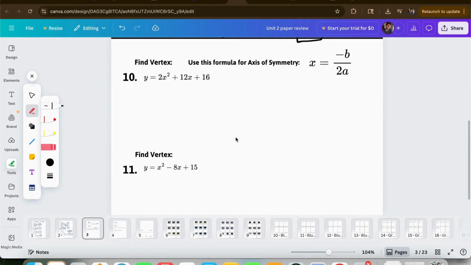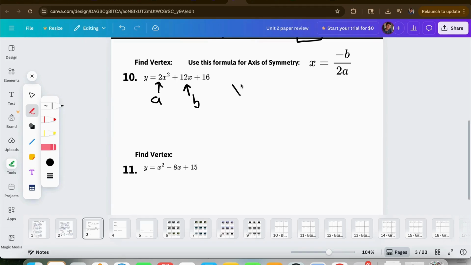Now for these, I'm going to need to do more than evaluate the function. I'm going to need to use this formula and then plug it back into the function to evaluate it. So let's see how that goes. First of all, you got to know what A and B are. They're the same as the previous page. That's A, that's B. This one is C, but I don't really need to identify that for this problem.